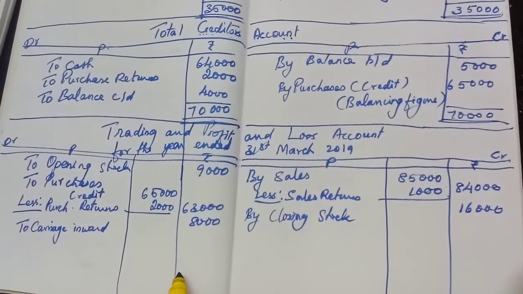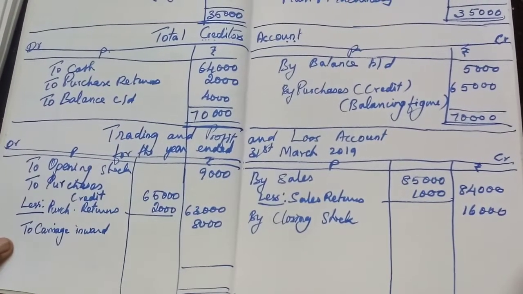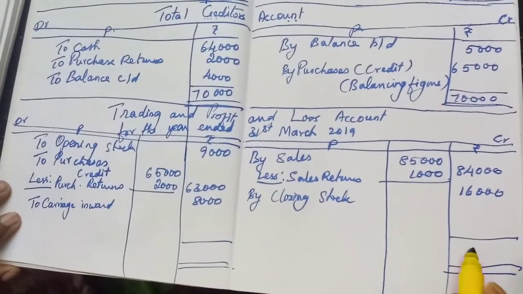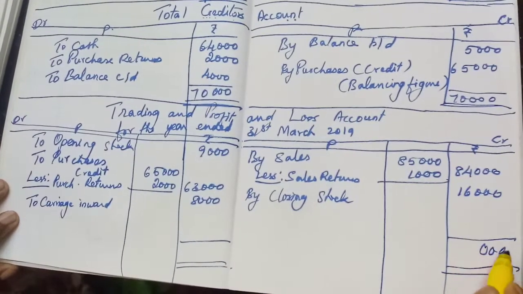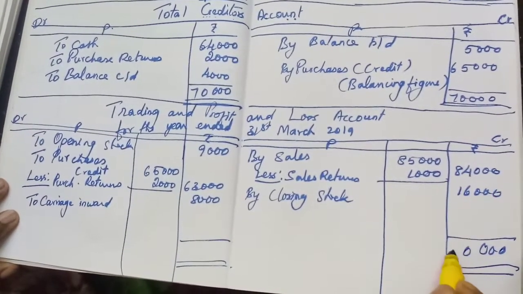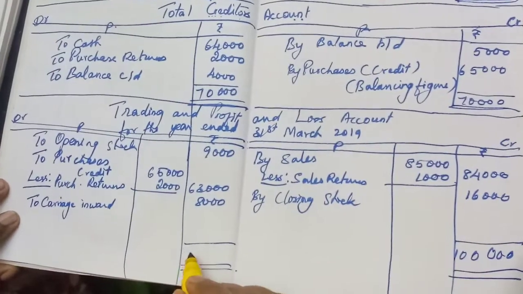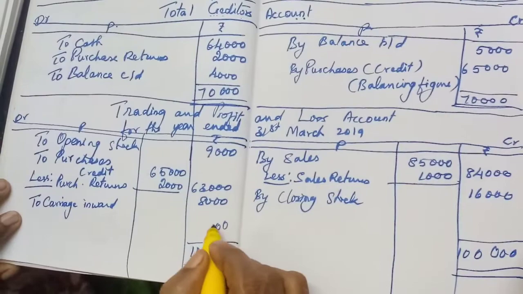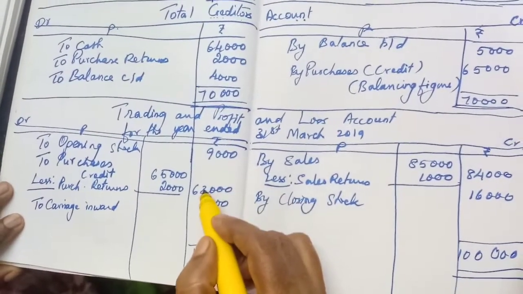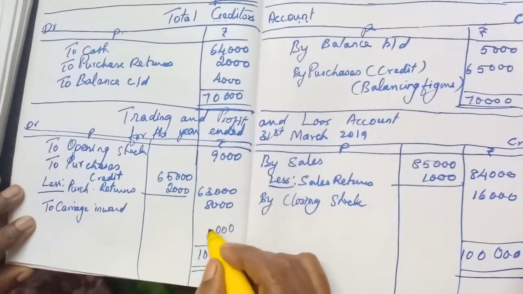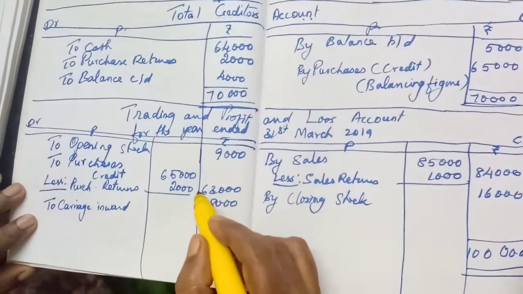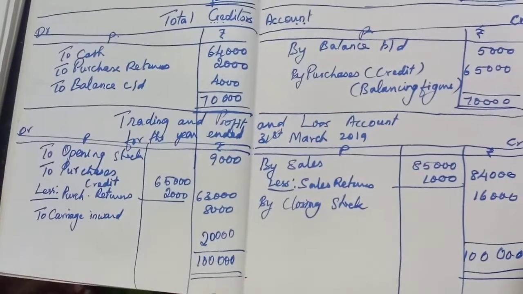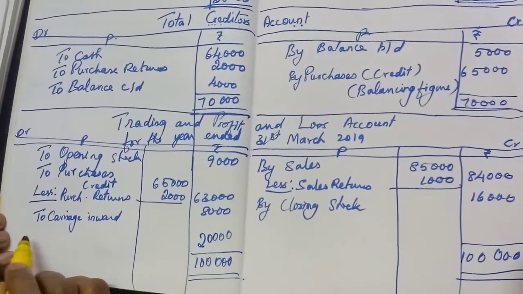Okay, now we will balance it. Which side will be more? Credit side. 1 lakh, isn't it? 30, 10, balance 1, 9 plus 1, 10. 1 lakh. Same 1 lakh you write here also. Then balance it. 1, 2, 3. Here 9, 3, 12, 20, 0. Balance 2, 8. 8 plus 2, 10. So 20,000 is the gross profit.